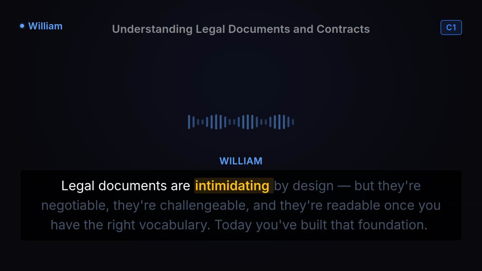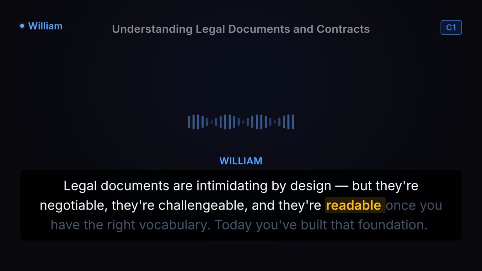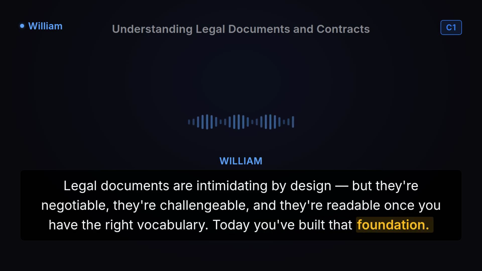Legal documents are intimidating by design, but they're negotiable, they're challengeable, and they're readable once you have the right vocabulary. Today you've built that foundation.